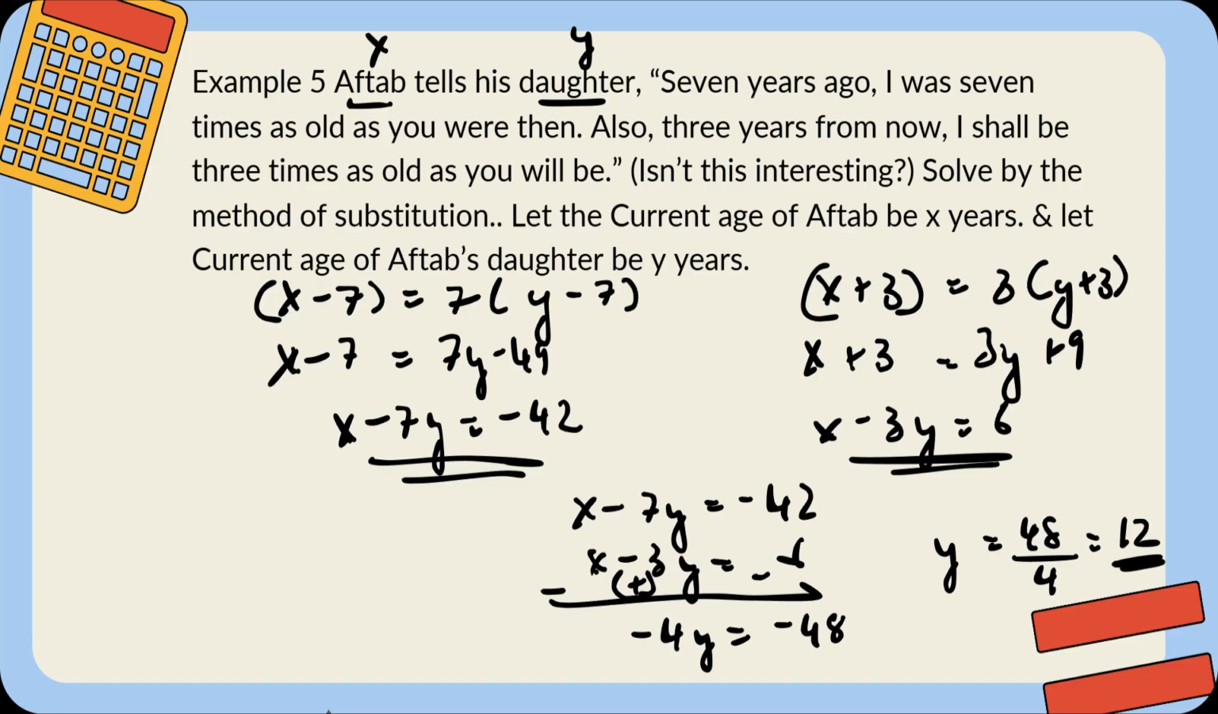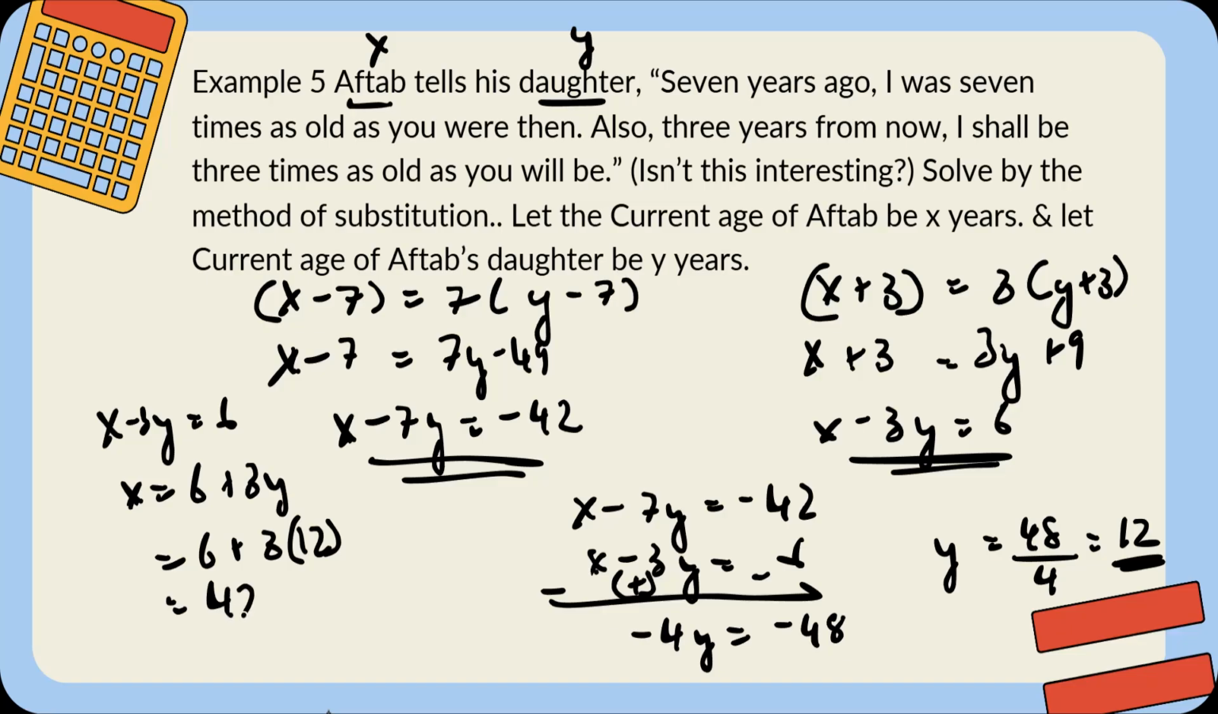What is the father's age? We also know x minus 3y is equal to 6, right? So x is equal to 6 plus 3y. So it is 6 plus 3 into 12, 36 plus 6. So what is 36 plus 6? It will become 42. So the father's age, or Aftab's age, was 42 and the daughter's age is 12.